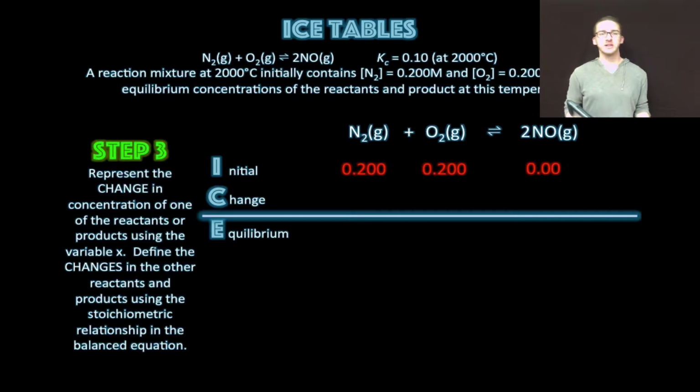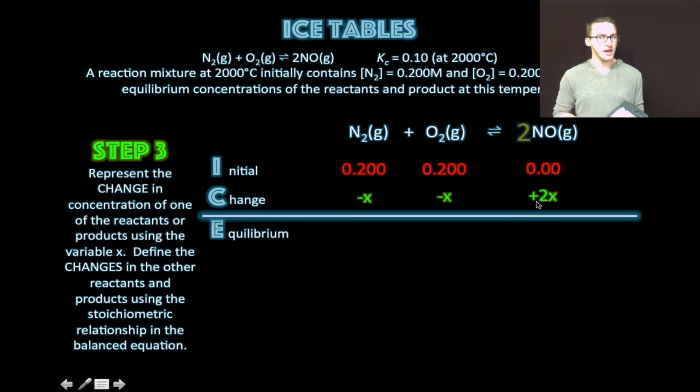Represent the change in concentrations of one of the reactants or products using the variable X, and then define the changes in the other reactants and products using the stoichiometric relationship found in the balanced equation. So this time, because we're not given an equilibrium concentration, we're just going to use the variable X. Notice that my change in X for nitrogen and oxygen are each going to be minus X. We know this reaction is going to be shifting to the right, and therefore these concentrations will be decreasing. The concentration of NO is going to be increasing, so I use a positive value, but it's also positive 2x. The change here is going to be twice as much as the change of N2 or O2 as indicated by the stoichiometry in the balanced equation.